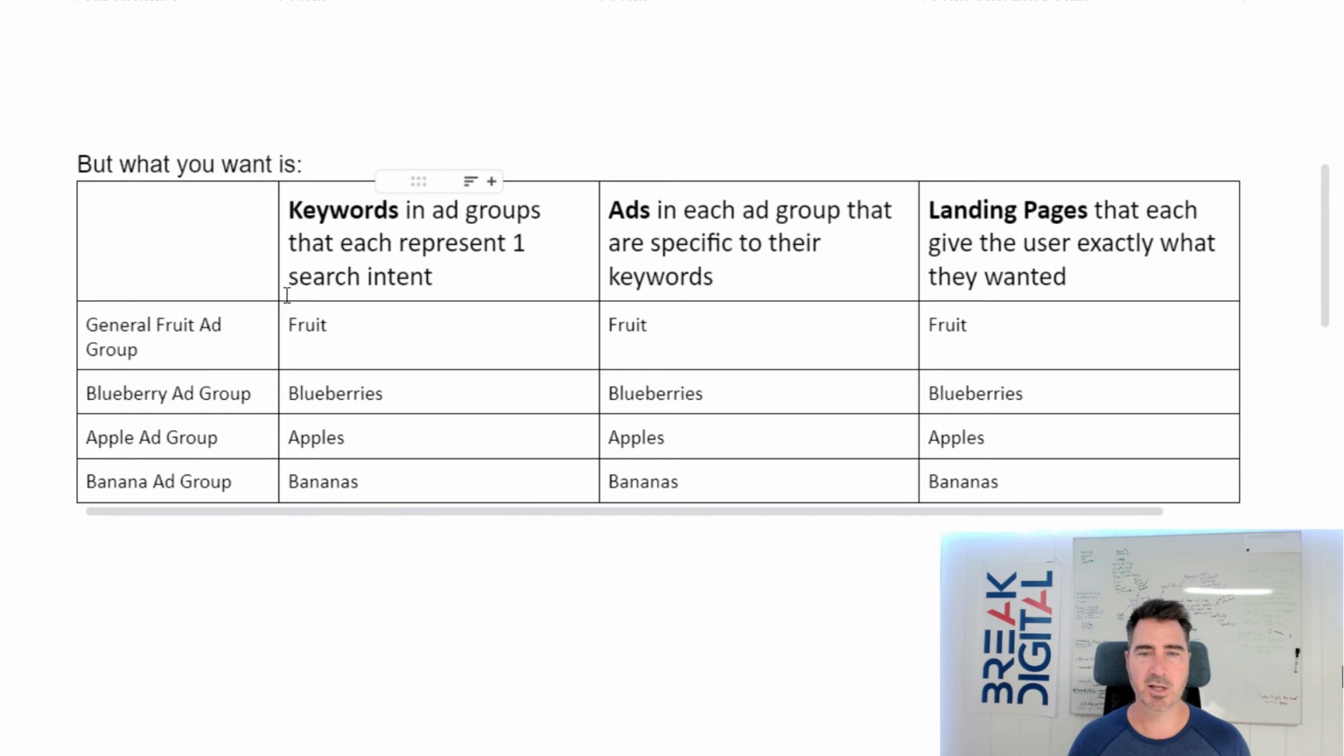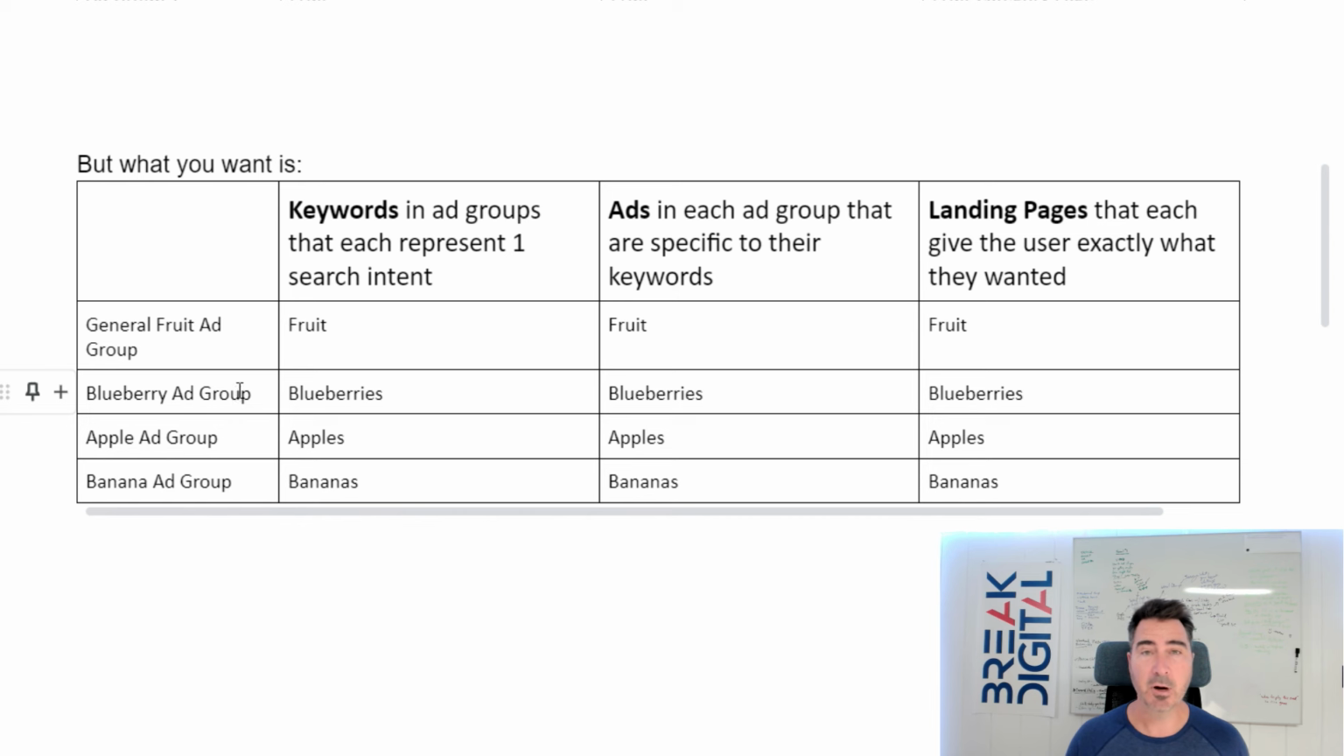So for this example, we have an ad group about fruit that has the keywords that people are looking for fruit. The ad is written specifically for them, and then they go on to a landing page about exactly what they were looking for, in this case fruit. So maybe that's a category page on your website. In any case, it's specific to that. It's not an ad and a landing page about fruit and blueberries and apples and bananas.